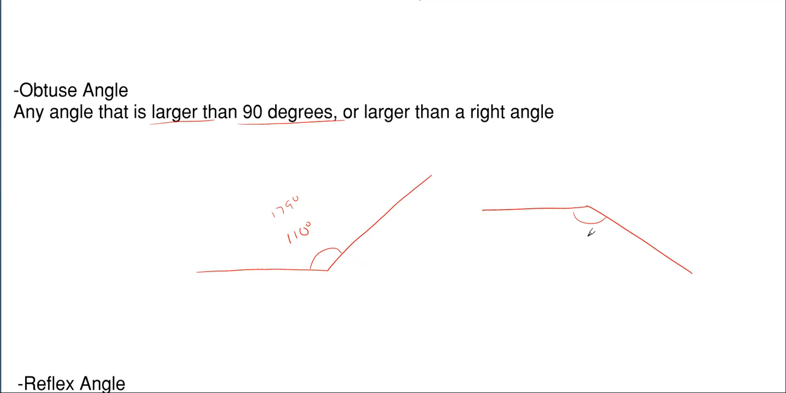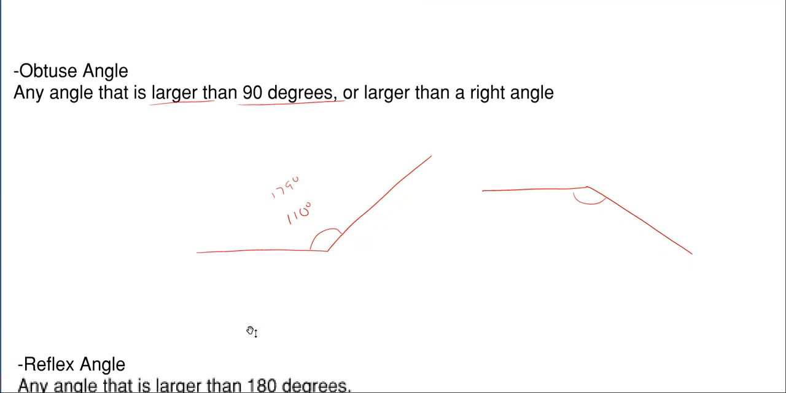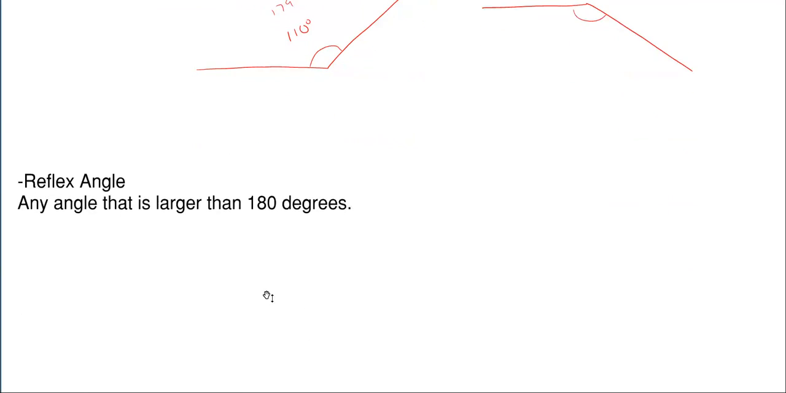And these angles can be in any form here as long as they're between 90 and 180. Typically, the true definition of an obtuse angle is anywhere between 90 and 180. Some people just say anything larger than 90, but technically we have another term if you're larger than 180 degrees, and that's called a reflex angle. So a reflex angle is any angle that's larger than 180 degrees.